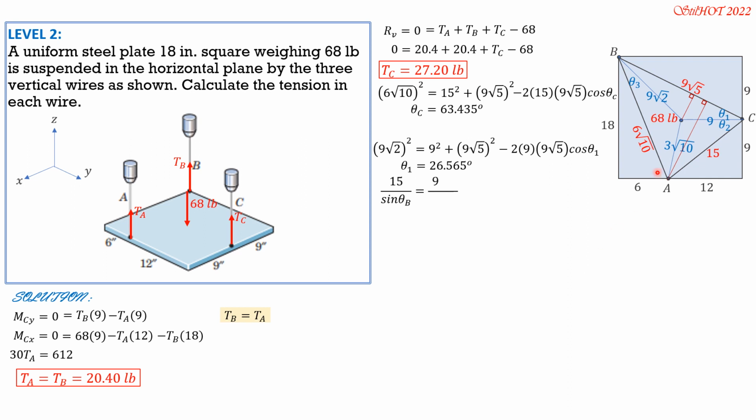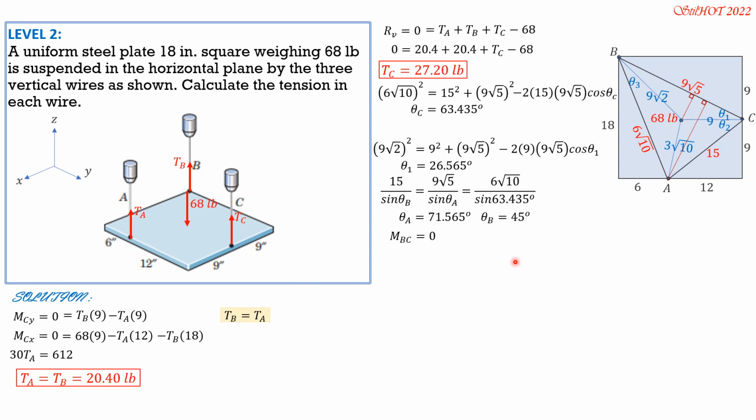Let's call that theta 3. So by sine law in this triangle ABC, 15 over sine of theta B equals 9√5 over sine of theta A equals 6√10 over sine of theta C, which we have just solved, 63.45 degrees. So theta A is equal to 71.565 degrees. Theta B is equal to 45 degrees.